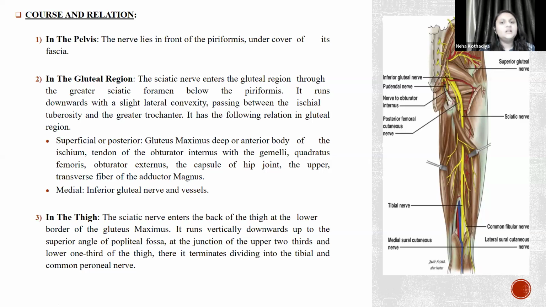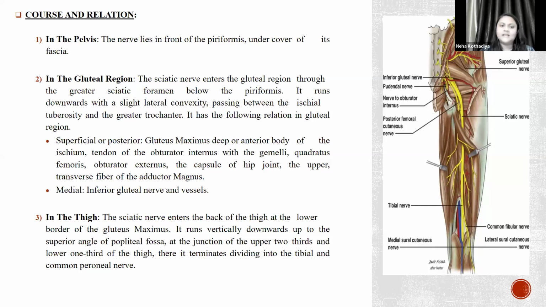In the gluteal region, the sciatic nerve runs through the greater sciatic foramen below the piriformis muscle. It runs downward with a slight lateral convexity, passing between the ischial tuberosity and the greater trochanter. It has the following relations in the gluteal region: superficial or posterior side, gluteus maximus; deep or anterior, body of the ischium, tendon of the obturator internus, quadratus femoris, obturator externus, the capsule of the hip joint, and the upper transverse fibers of the adductor magnus. In the medial part, the inferior gluteal nerve and vessels are present.